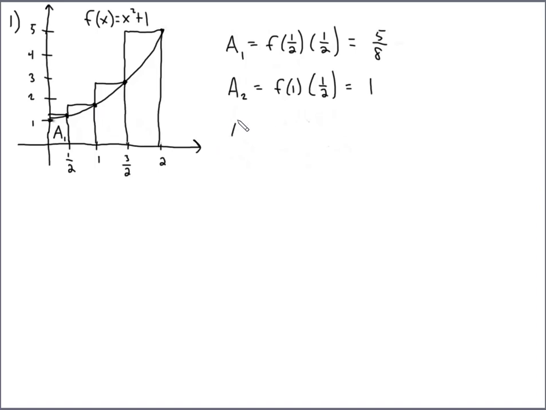Anyway, for A3, now its height is determined by the right endpoint of this subinterval. So that was 9/4 plus 1, that was 13 over 4. I'm just going to go ahead and write that, 13/4. And then finally for our last one, now this is going to be determined by the right endpoint of the last subinterval. Height here is 2 squared, 4 plus 1 is 5, so that's going to be 5. Multiply that by the width of the subinterval, 1/2. So that's going to be 5/2.